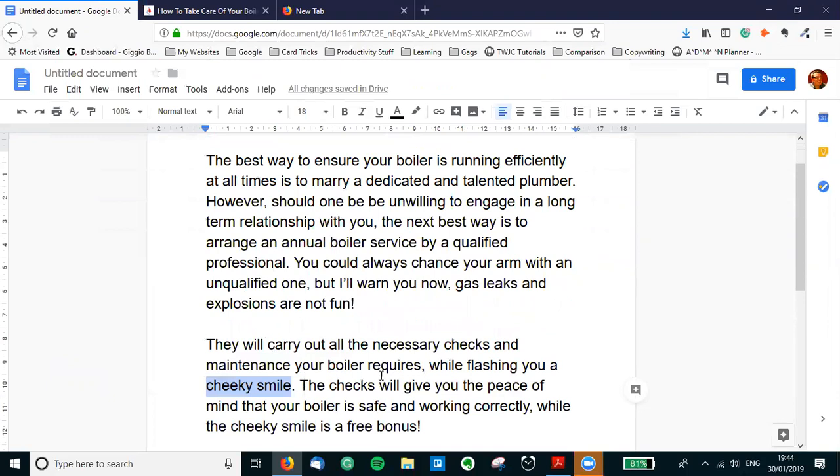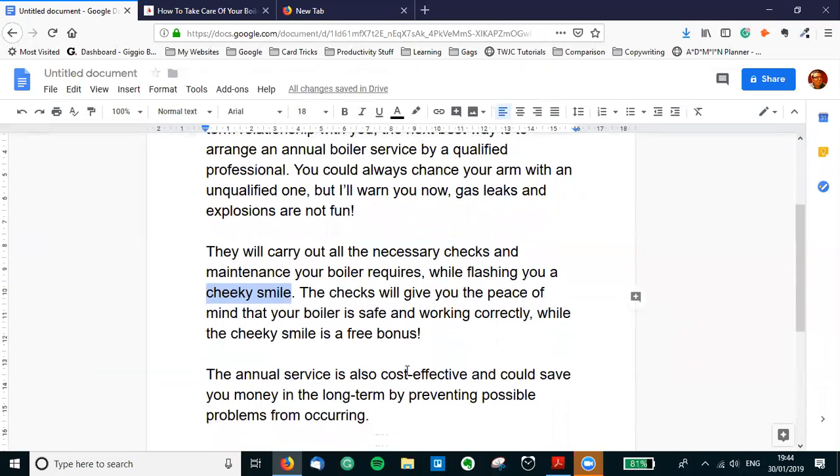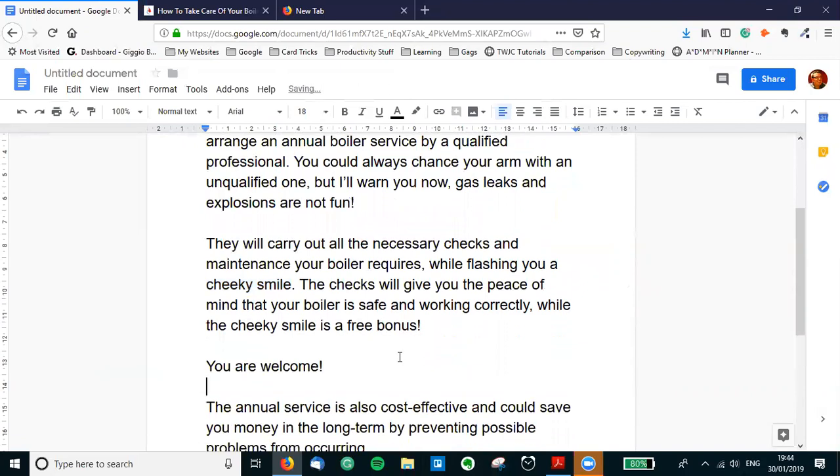The checks will give you the peace of mind that your boiler is safe and working correctly, while the cheeky smile is a free bonus. Then we could put something else after that, just to break it up a bit, like you are welcome. So move on to the last bit.